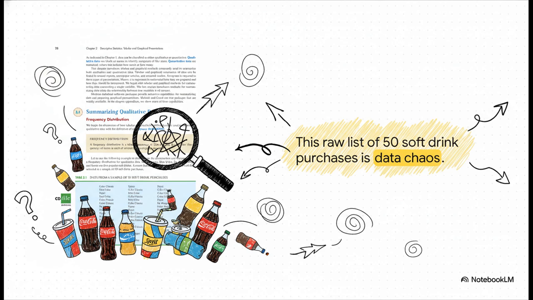Can you tell me, just by glancing at this, which drink is the most popular? It's kind of hard, isn't it? Your brain has to scan the whole list, keep a running tally. It's slow, and you could easily make a mistake. This, right here, is data chaos.